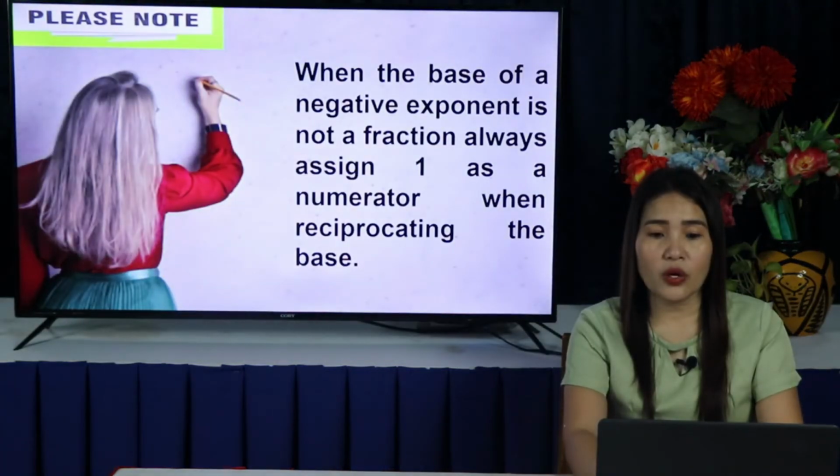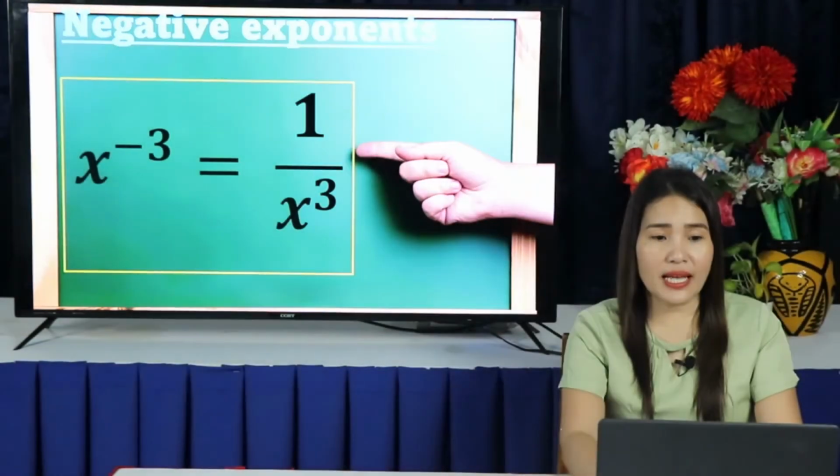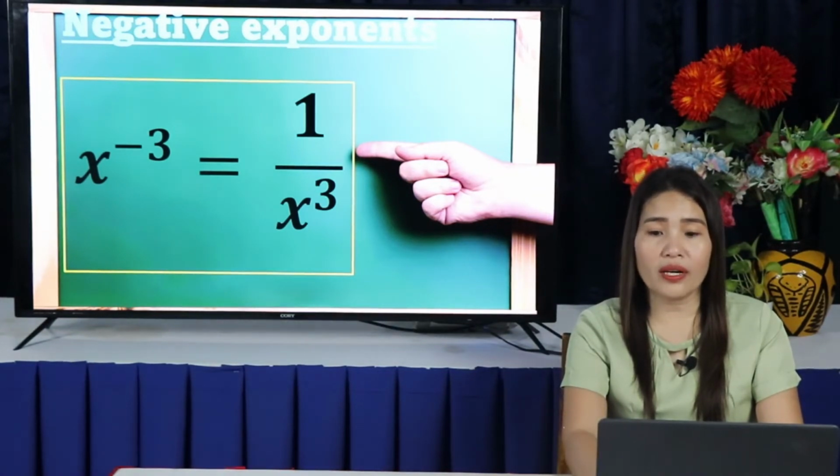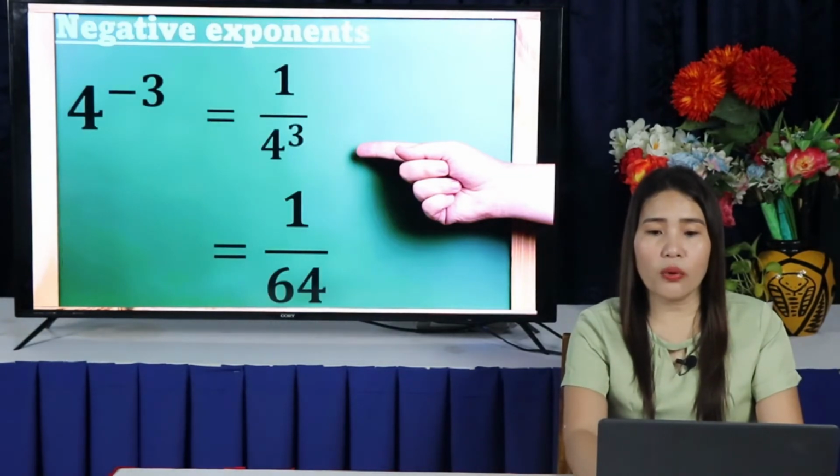Take note, when the base of a negative exponent is not a fraction, always assign 1 as a numerator when reciprocating the base. For example, if we have x raised to the negative 3 is equal to 1 over x raised to 3. Let's consider another example. 4 raised to the negative 3 is equal to 1 over 4 raised to 3, which will give you the simplified answer 1 over 64.